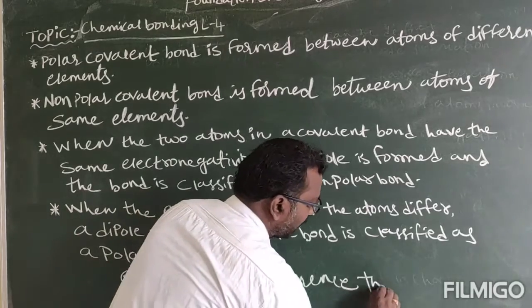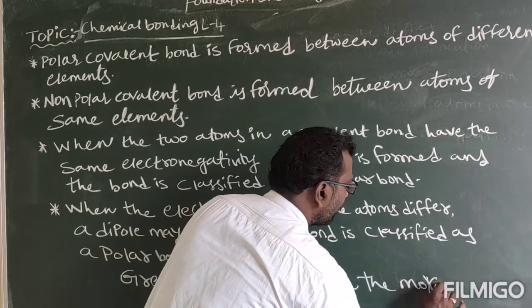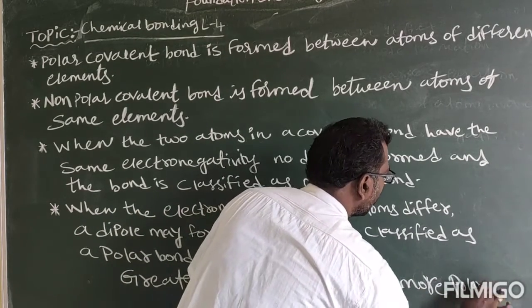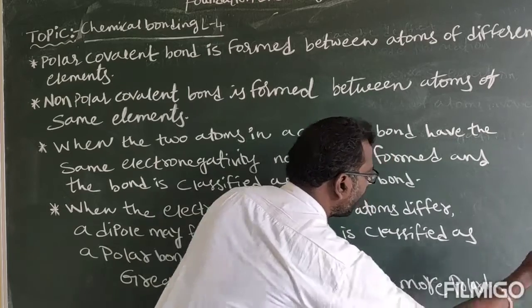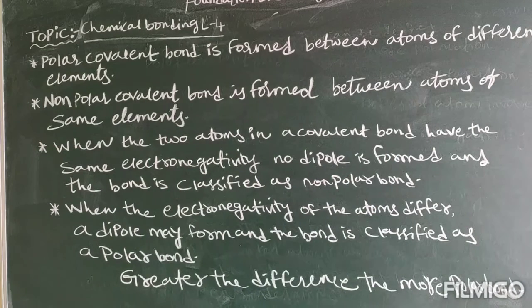The more polar bond. Okay. So when the electronegativity of the atoms differ, a dipole may form, and the bond is classified as a polar bond. The greater the difference, the more polar the bond. Okay.